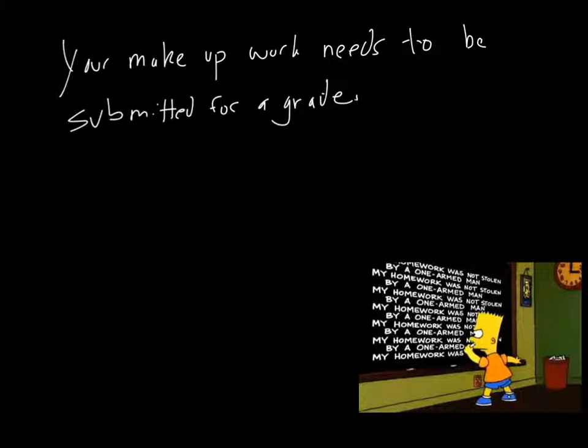Alright, let's take a look at this sentence here. It says, your makeup work needs to be submitted for a grade. The noun that I want to isolate here is work, and the adjective is make up. So that's two words there in that adjective. The way we know we need a hyphen between make and up is because the word make and the word up cannot stand alone as an adjective.